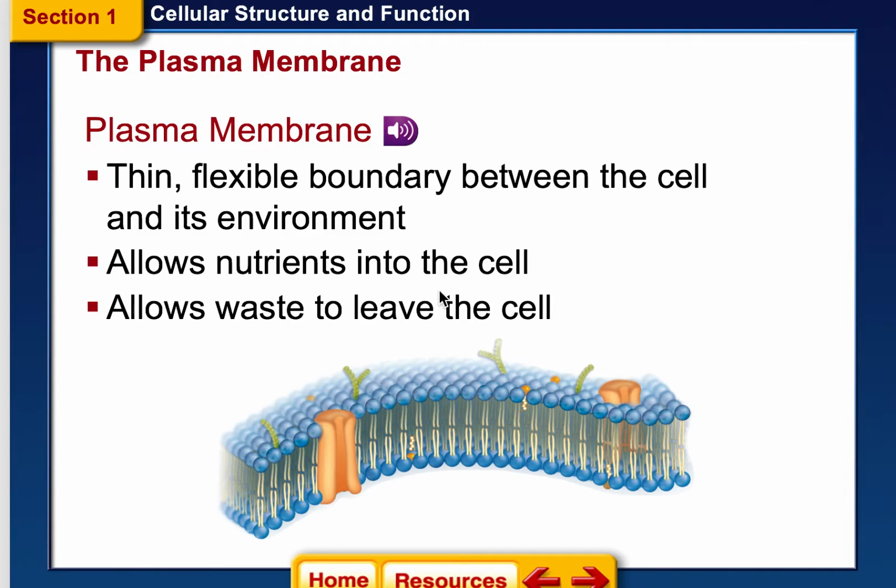At the same time, oxygen needs to come across the cell membrane because oxygen needs to be carried to every one of our cells. And of course, the waste of the cell, which is mostly CO2, carbon dioxide, is going to have to leave. So this phospholipid bilayer, its job is to allow nutrients in and to allow waste to leave.